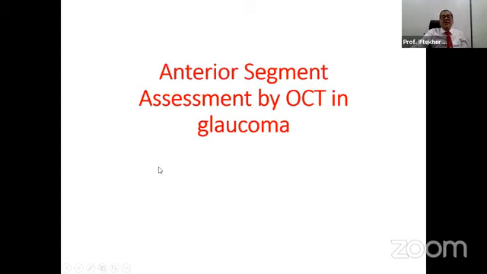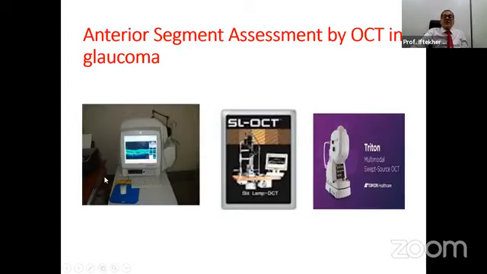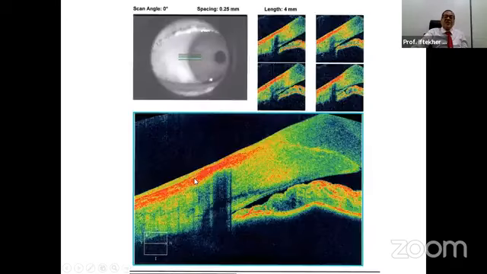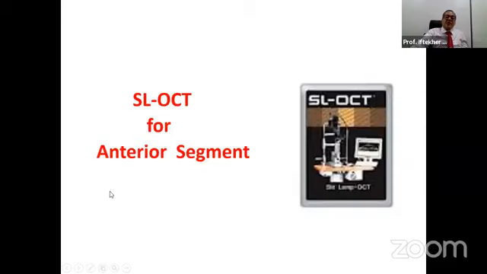Now the anterior segment analysis by OCT. Anterior segment analysis by OCT is done by spectral domain, SL-OCT, and the SS-OCT. The parameters we can see by anterior segment OCT are central corneal thickness, central and peripheral anterior chamber depth, and the angle structure. You can see here the narrow angle by anterior segment OCT.